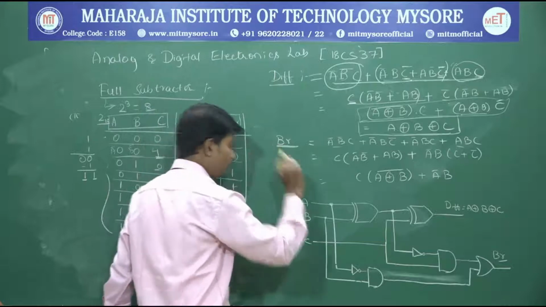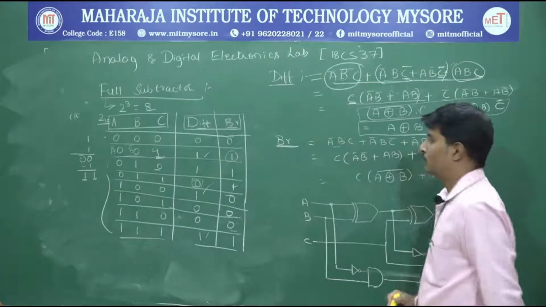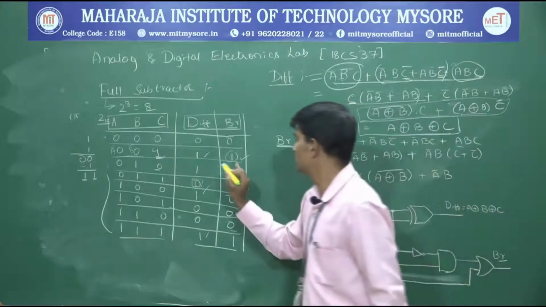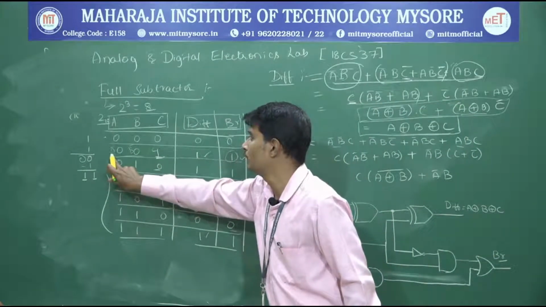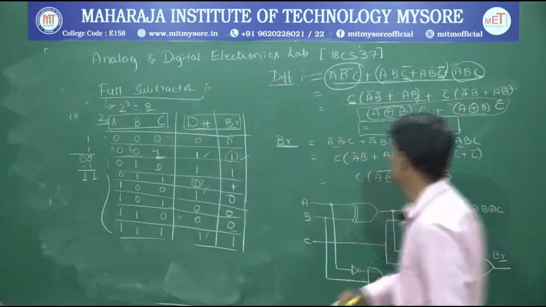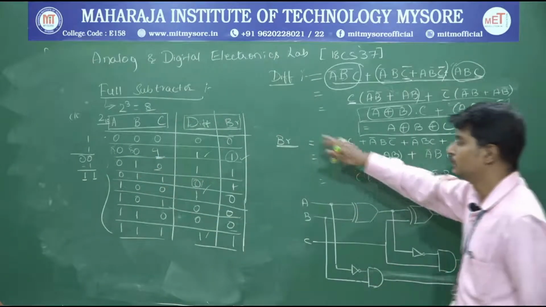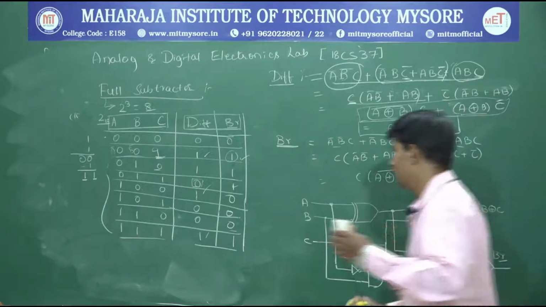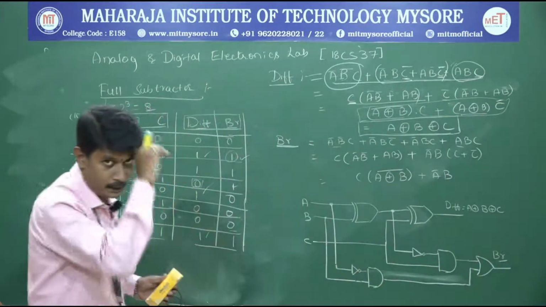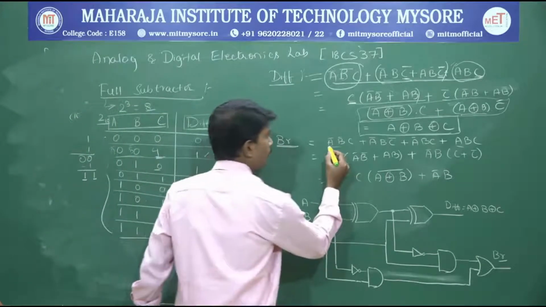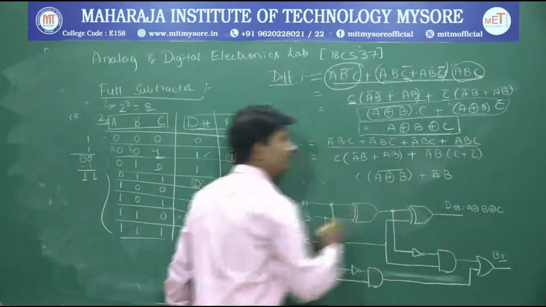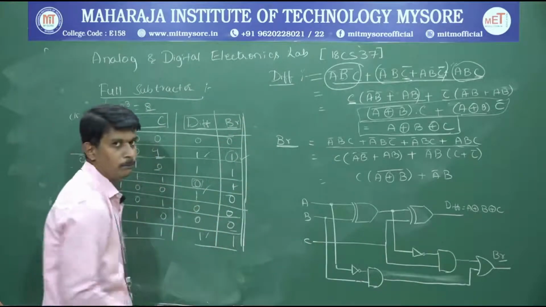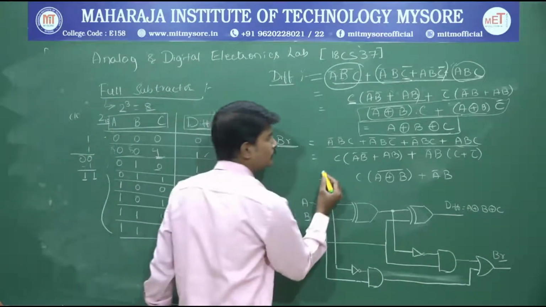Similarly, if we write the borrow equation, let's consider this first high-output combination. Again for this combination we are going to have A bar, B bar, C. Similarly, we write terms for all combinations wherever the borrow output is high. Now this is the equation that we get for the borrow. Now let's simplify this one.